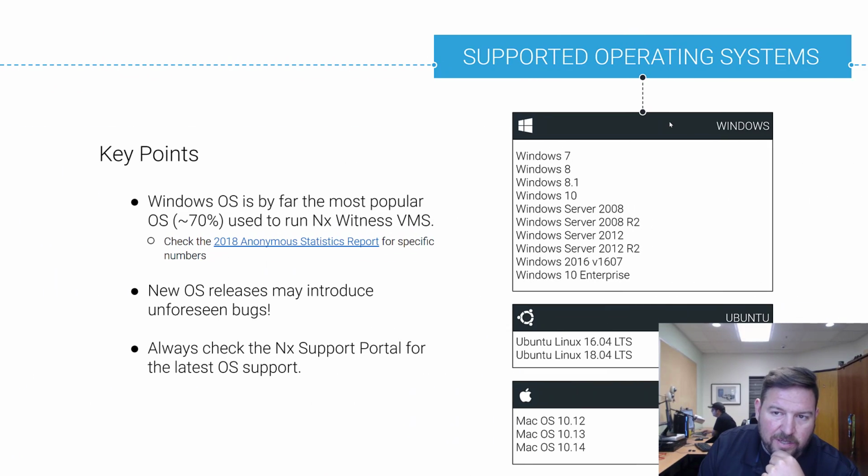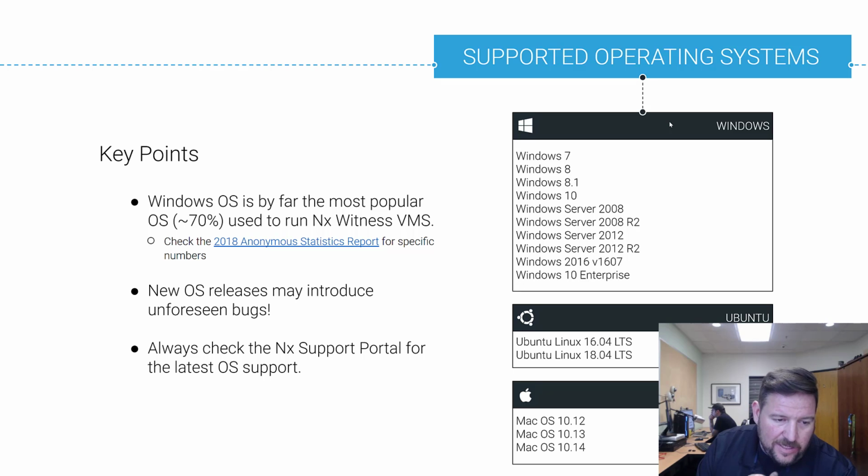Some key points about operating systems. Windows OS is by far the most popular OS used to run NX Witness. If you click on that link there, you'll go to the anonymous statistics report where we outline the different operating systems that are used with our software. And Windows by far is the most popular, followed by Linux, Ubuntu Linux, and then Mac is the last.